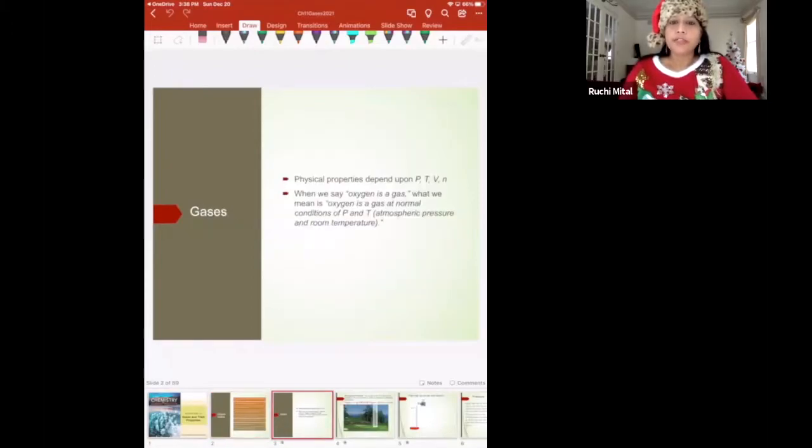Now, physical properties depend on pressure, P, T is for temperature, and V is for volume. When we say oxygen is a gas, it means we are talking about at a standard pressure and temperature. Standard temperature is considered as 25 degrees Celsius, and the standard pressure is 1 atm.